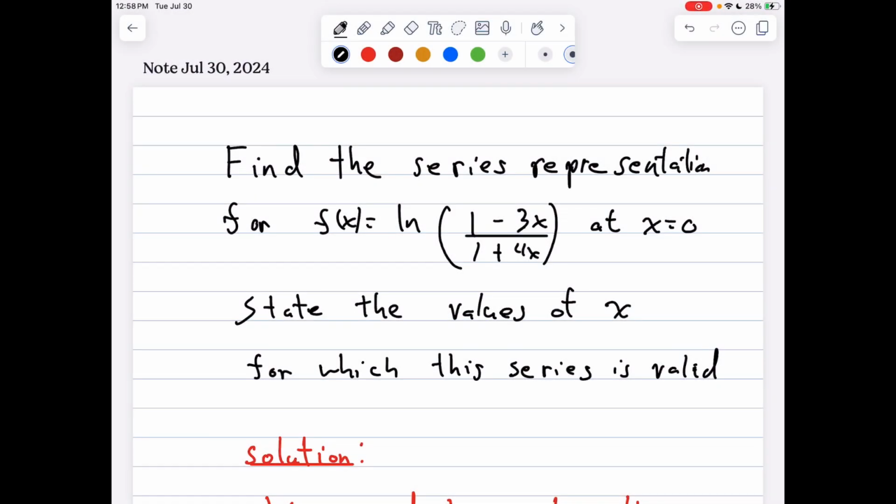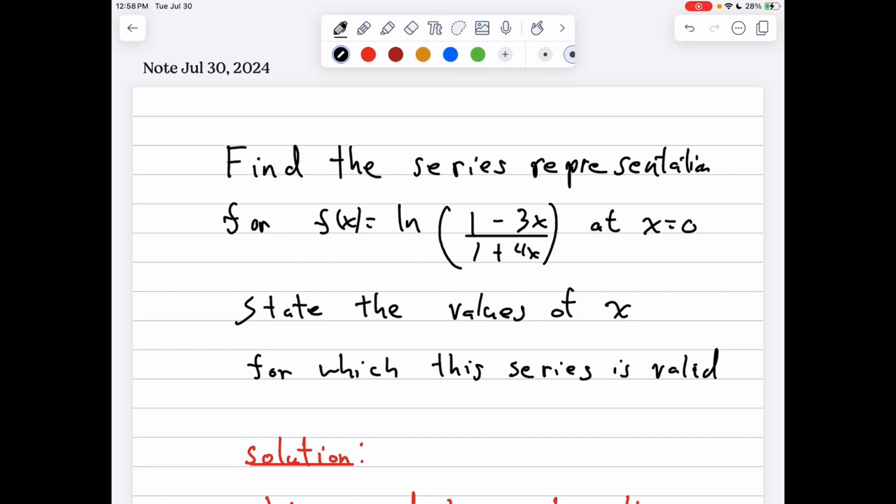Calc 2 problem. We're going to find the series representation for the function ln of the quantity (1 minus 3x) divided by (1 plus 4x) at x equals 0. So that's where it's centered. State the values of x for which this series is valid.